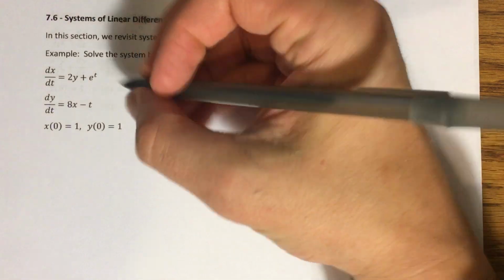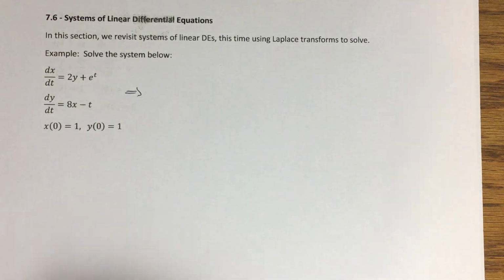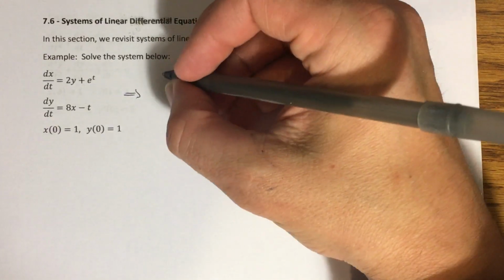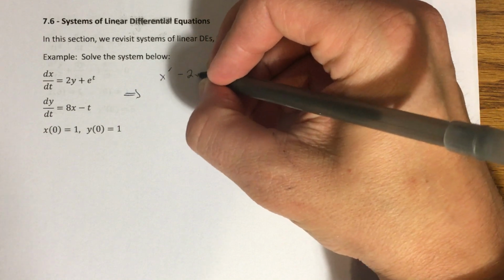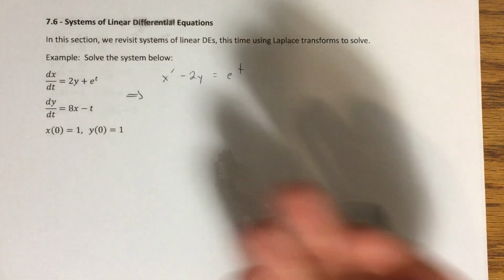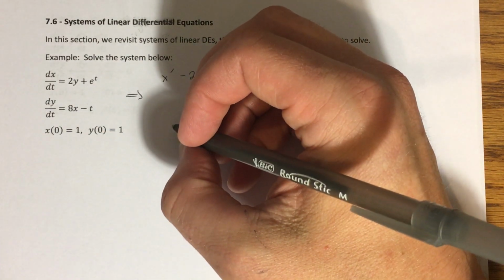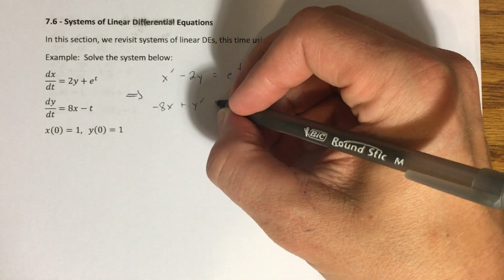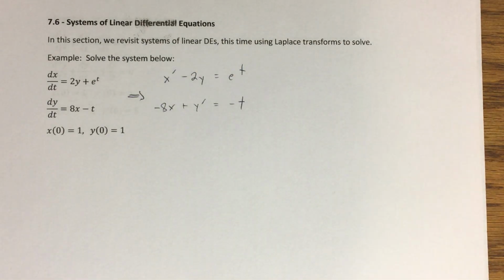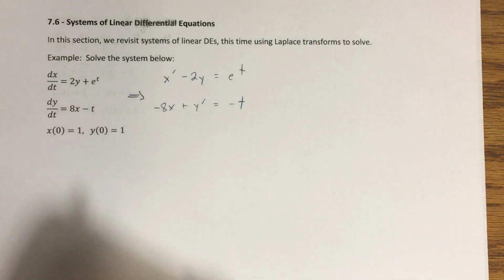So for this, I want to start by rewriting my system where I collect any of my x's and y's along with their derivatives on one side of the equation, and anything that's just a function of t goes to the other side. So this is going to look like this. I'm going to call dx/dt x prime, so x prime minus 2y equals e to the t. I subtracted that 2y over. And then over here, I'm going to subtract the 8x over, so negative 8x plus y prime equals negative t. I'm intentionally lining up x's and x primes, y's and y primes for organizational purposes.